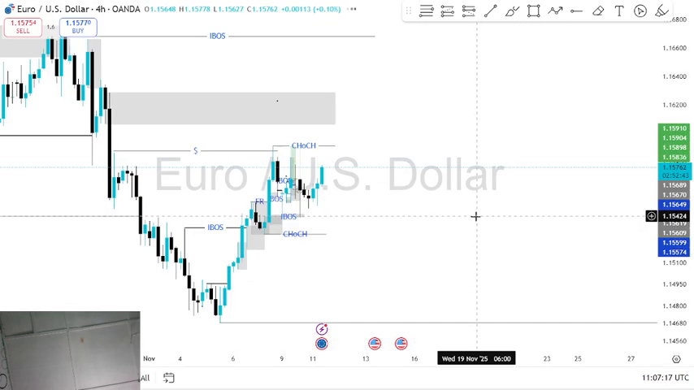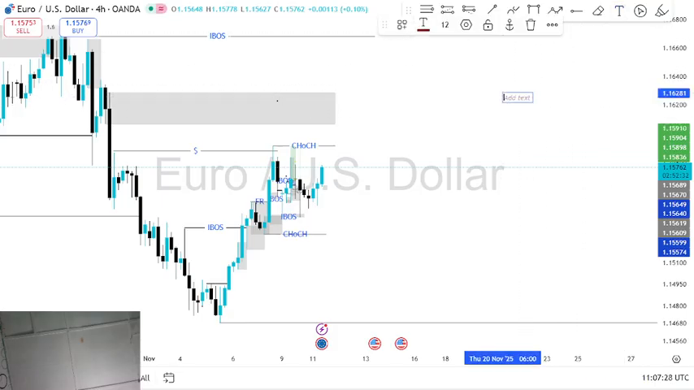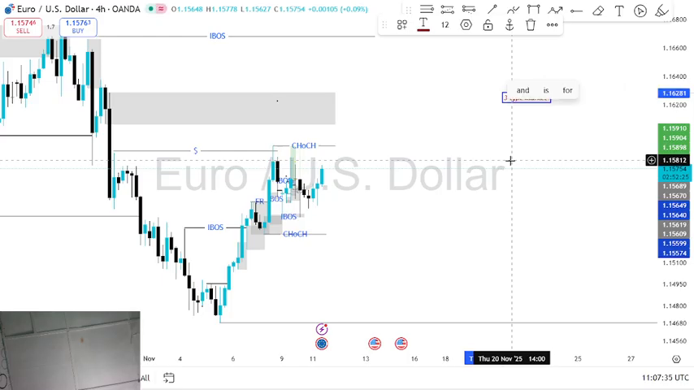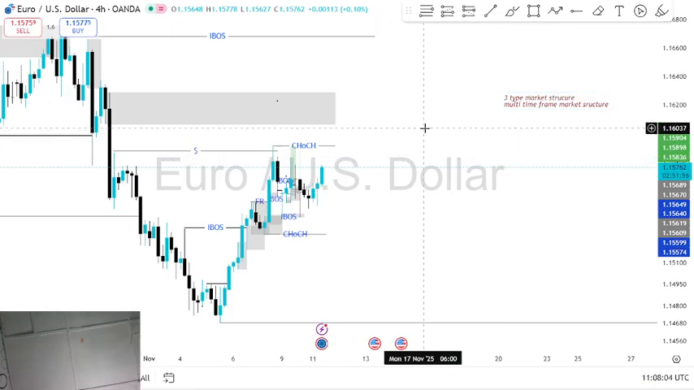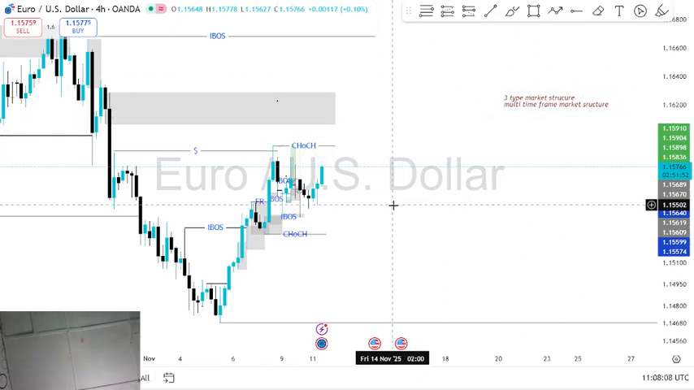Today, we will continue learning about market structure, but we will combine three type market structure, and we will combine the three type market structure and multi time frame market structure. Multi-time frame market structure. So this is what we will do today.